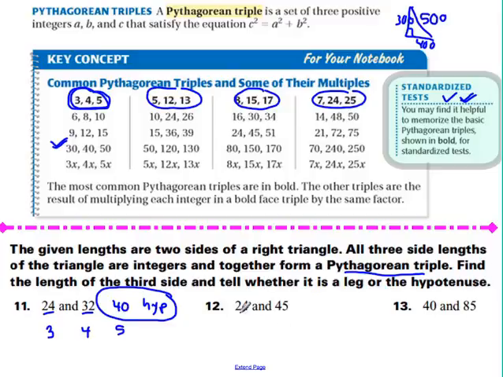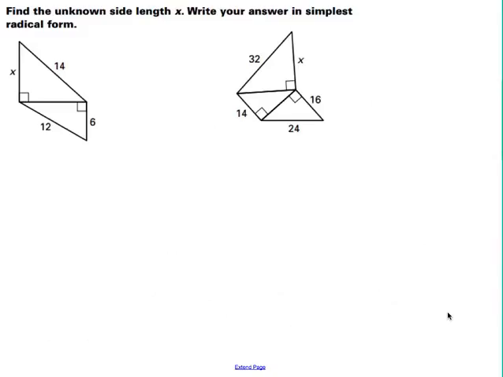We'll try the same method over here. 24 and 45 are both divisible by 3, so that'd give me 8 and 15. I look up above, 8, 15, 17 is what this is. 17 times 3 is 51. Since 17 is longer than 15 and 8, that would give me the hypotenuse. Same process works for this one. You probably get a leg, I would imagine.